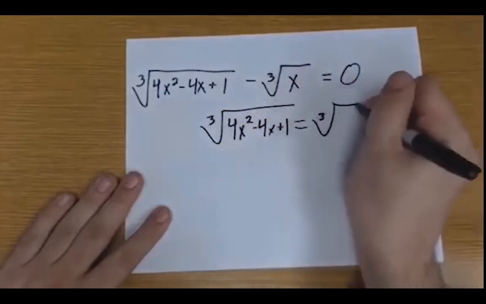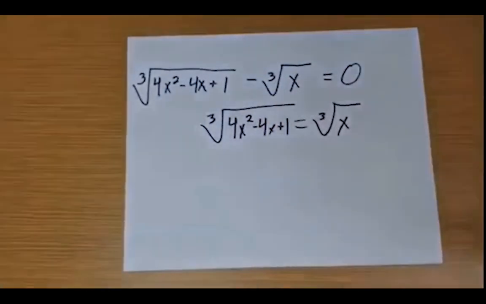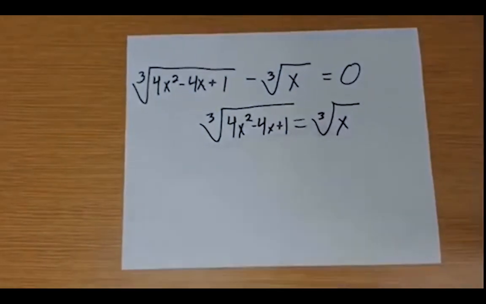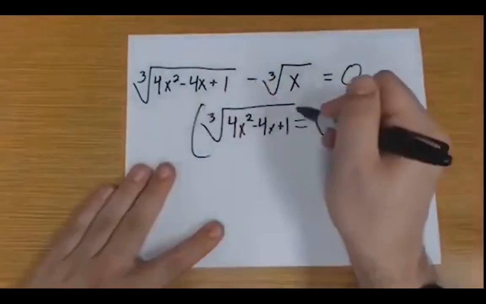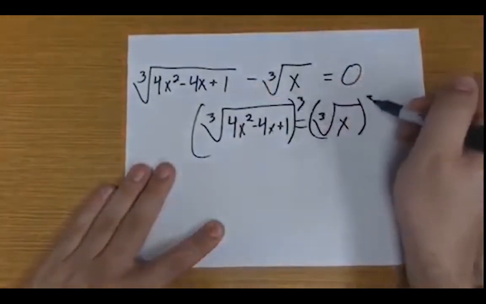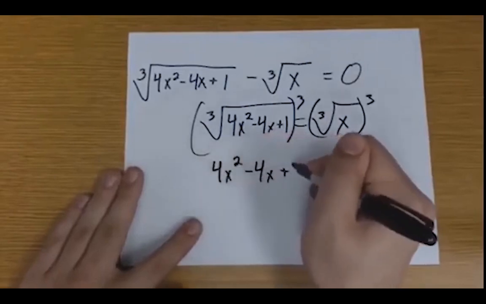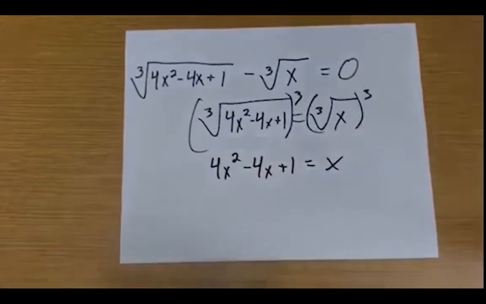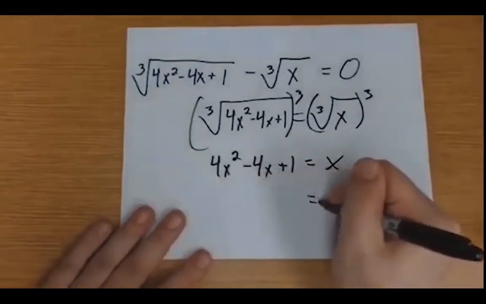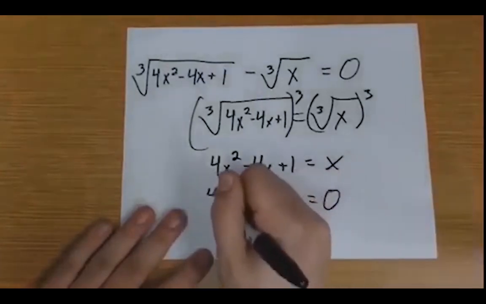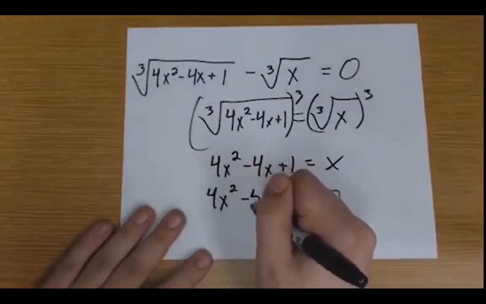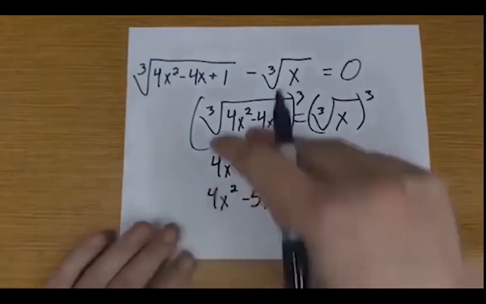if I add this cube root over. 0 plus the cube root of x is just the cube root of x. We have cube roots isolated. How do we get rid of cube roots? We cube both sides. Cubing a cube root just gets rid of it. We have 4x squared minus 4x plus 1 equals x. Let's get 0 on one side, so subtracting x gives us 4x squared minus 5x plus 1.